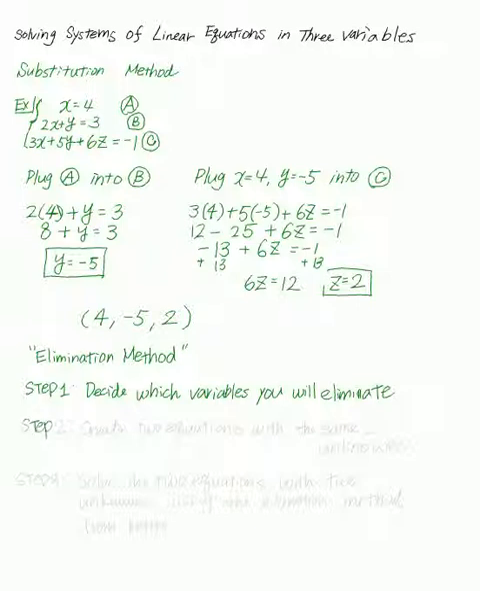our next step, which is step 2. You're going to create two equations with the same two unknowns. Now they need to be the same two unknowns so that you can drop it down to a 2x2 system, it's called.